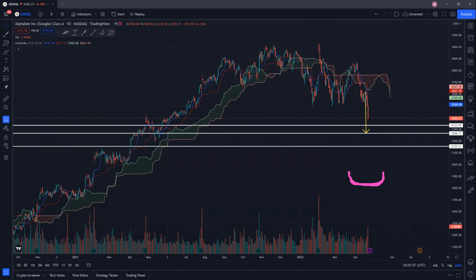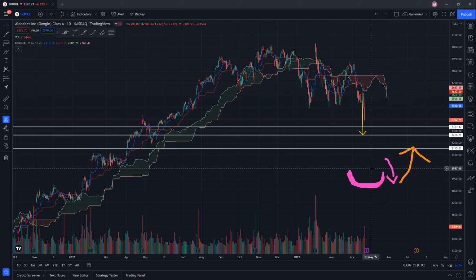So I think now 2.1K to 2.2K is almost certain for Alphabet. Whether or not it breaks down this 2000 will definitely depend on the earnings as well as the market sentiments. If the market sentiments were to regress further and weaken further, then I'm afraid this 2000 psychological support for Google will be threatened. So if there's any changes, I'll give you guys an update.